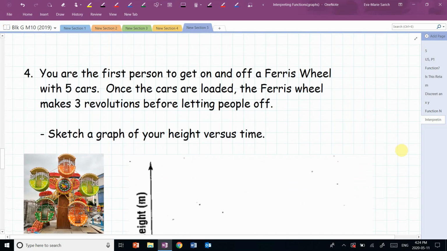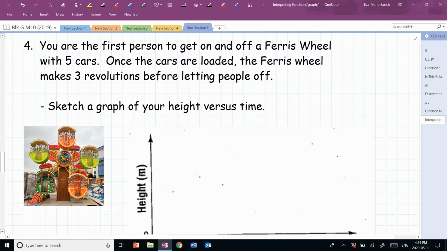Okay, let's move on to a fourth example. In the fourth example, you are the first person to get on and off of a Ferris wheel with 5 cars. I've taken a picture here of the Ferris wheel, and you can see 1, 2, 3, 4, 5 cars.